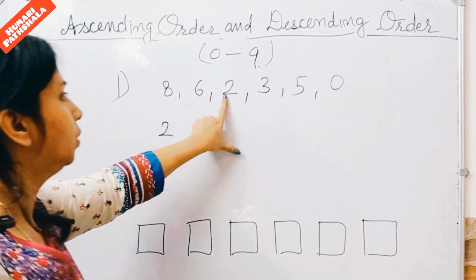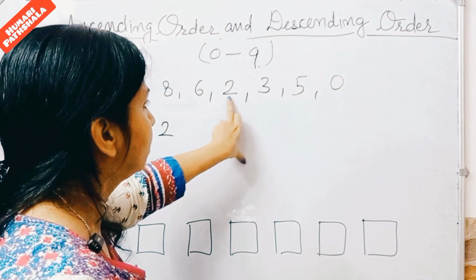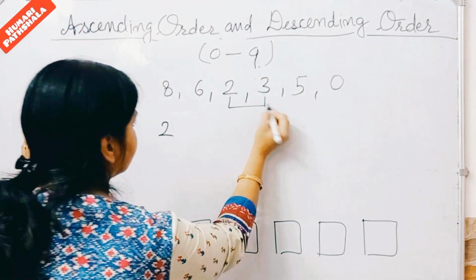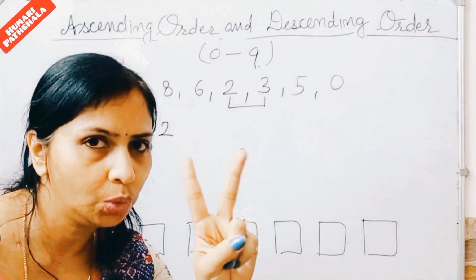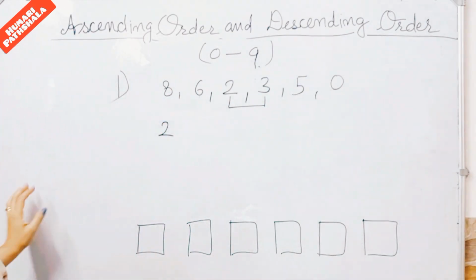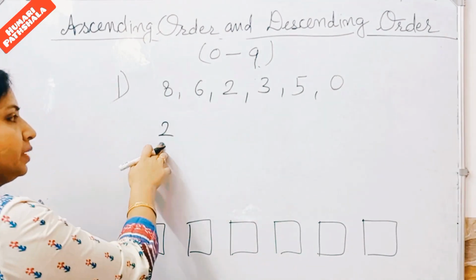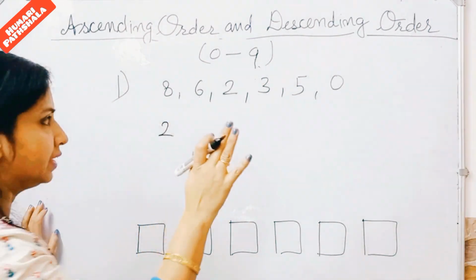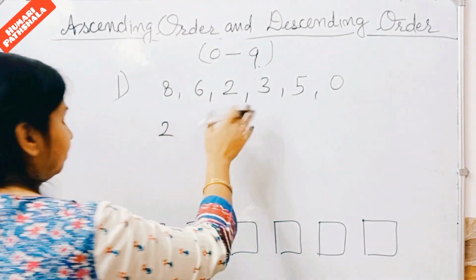Now compare 2 with the other numbers. 2 and 3, which one is smaller? 2 is smaller, obviously. So it will be the same. Here we don't need to replace it with any other number. 2 is the smaller number here.